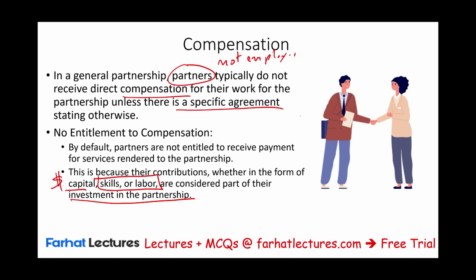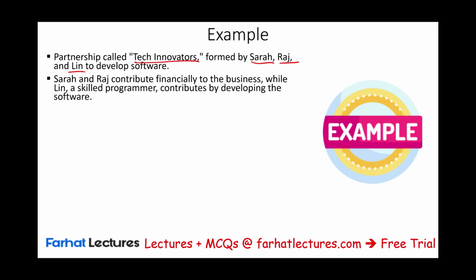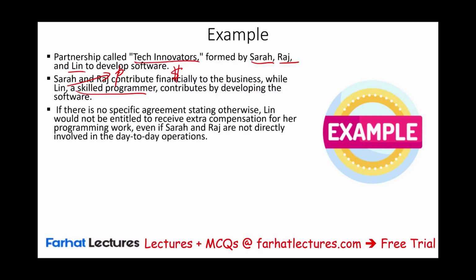In form of ownership. For example, let's look at a partnership called Tech Innovators, formed by Sarah, Raj, and Lynn, and the purpose is to develop software. Sarah and Raj contributed to the business financially. They contributed money, while Lynn is a skilled programmer, contributes by developing the software. So Lynn, how much did Lynn contribute? Zero. Nothing. If there's no specific agreement stating otherwise, Lynn would not be entitled to receive extra compensation for her programming work, even if Sarah and Raj are not directly involved in day-to-day operation.